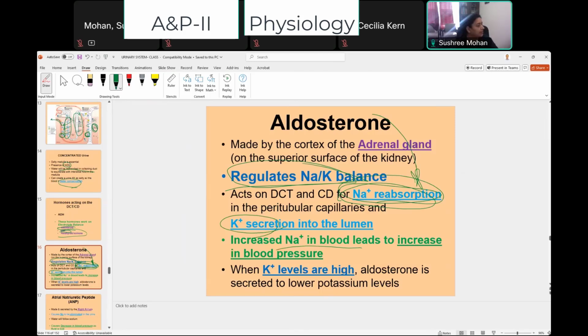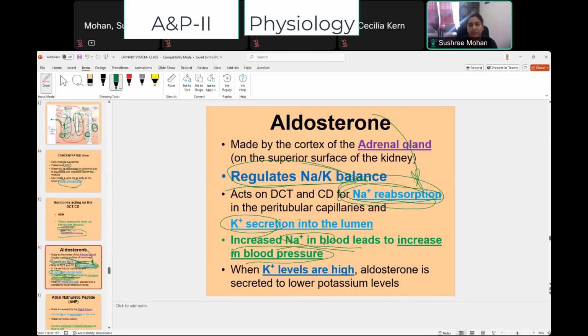Increased sodium in blood leads to an increase in blood pressure, because whenever the sodium concentration increases in the blood, water has affinity for sodium, so water will be reabsorbed and retained. So water is retained means blood volume is increasing.